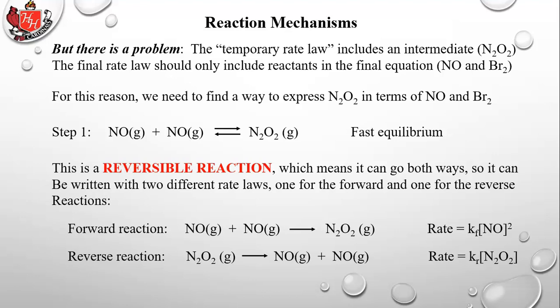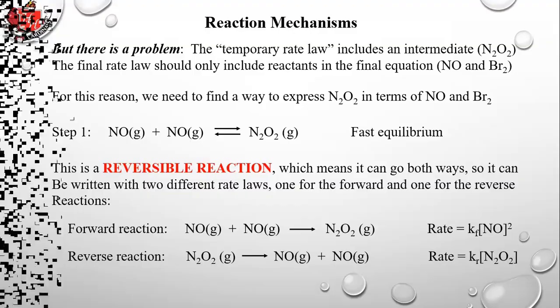Now if they're in equilibrium, they're moving back and forth at the same speed, then the rates of those two will be the same. That's what we call equilibrium. It's balanced. It's moving backwards and forwards at the same rate. That means you can equate those two equations right there, those two rate laws. So let's see how that happens here.